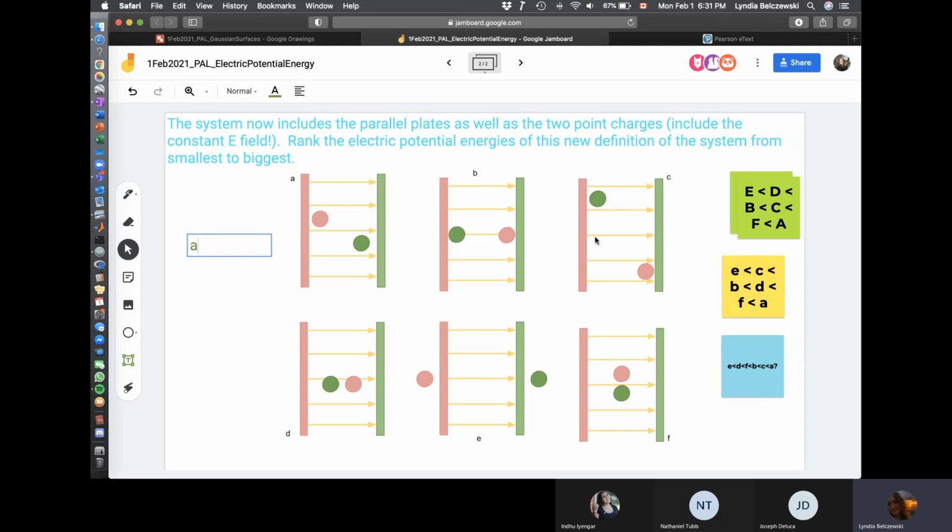Let's look at C by comparison. So system C has a positive charge. It's close to the negative plate. So that's nice. That's what it wants to do.